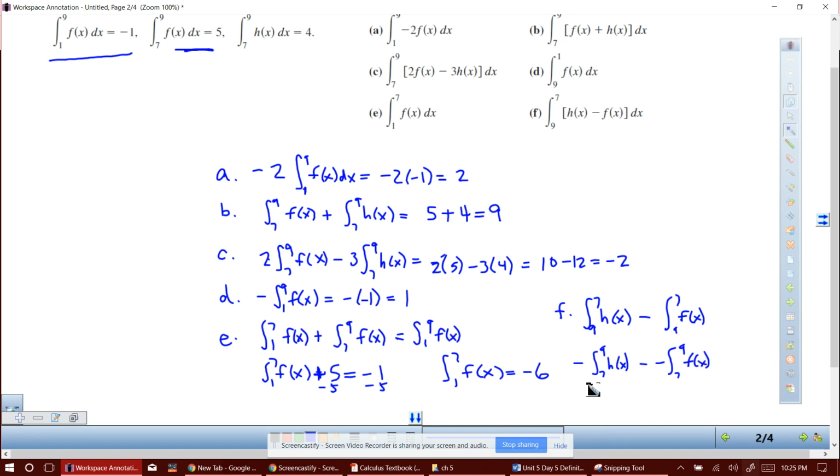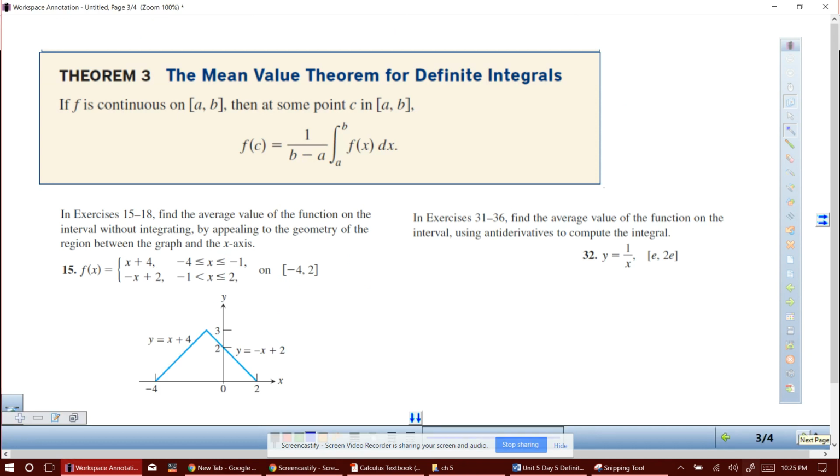So again, I'm kind of showing everything here. So that'd be negative, and then 7 to 9 is 4. Minus and minus turns to plus, and then 7 to 9 is 5 on f of x. So I end up with -4 plus 5, which is 1. All right. I'm going to go ahead and move on to my next example.